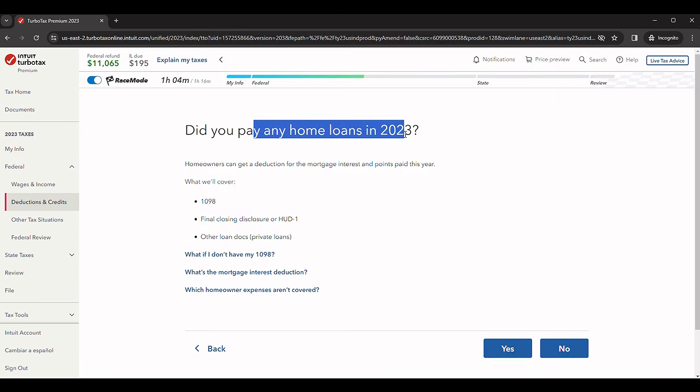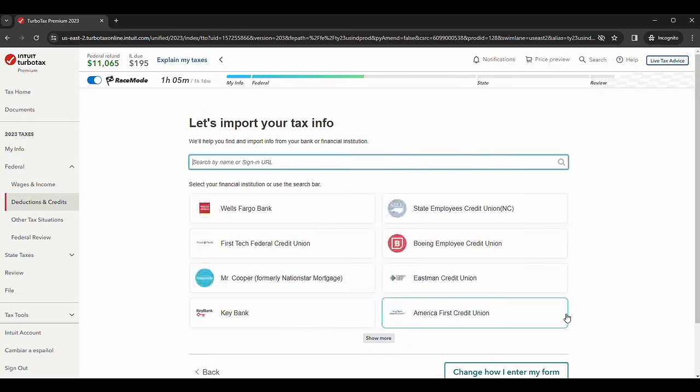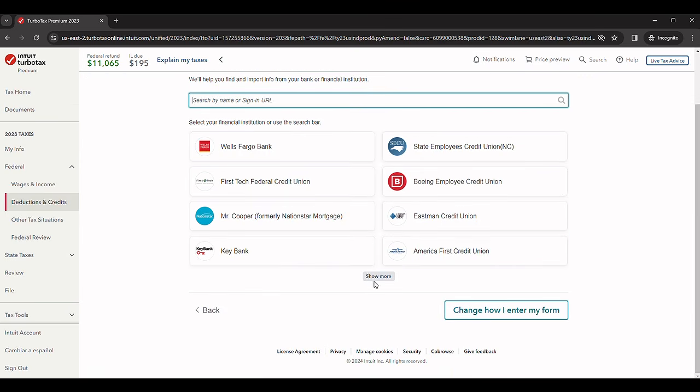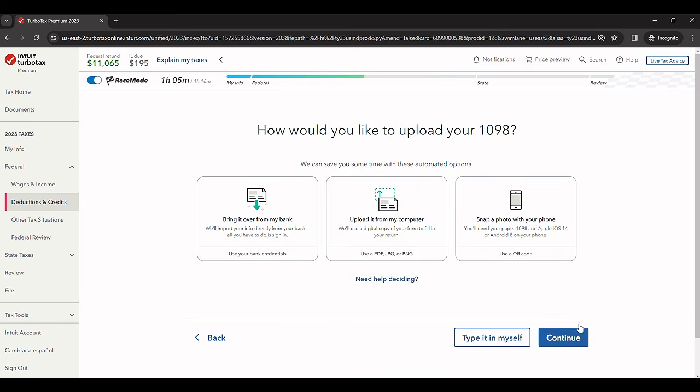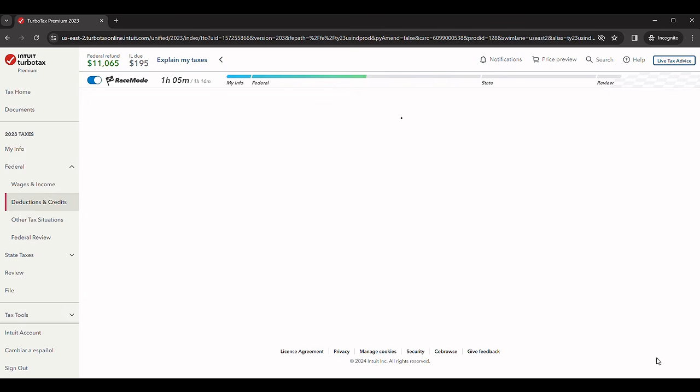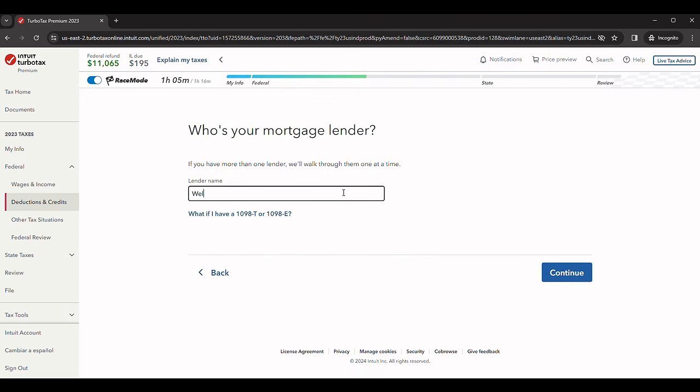Did you pay any home loan? Did you have a mortgage in 2023? Yes. You could import that information if they're listed here. You can take a picture of it. You can upload it, because you can go to, let's just say, Wells Fargo, download your 1098 tax form and upload it here. That's another way to do it. Or you can type it in yourself. Lender's name, Wells Fargo.